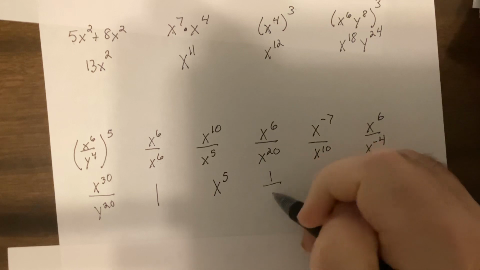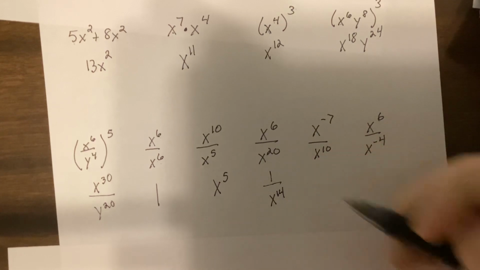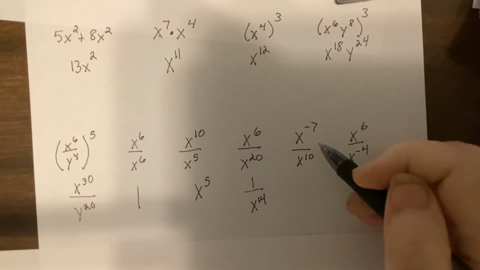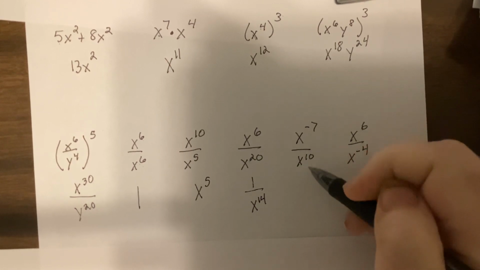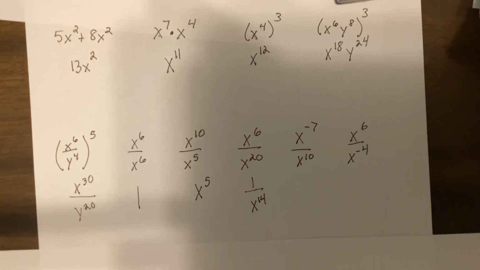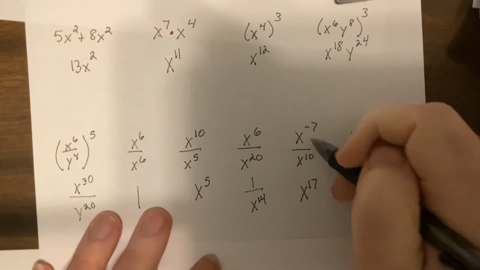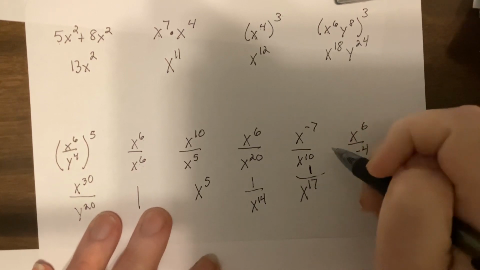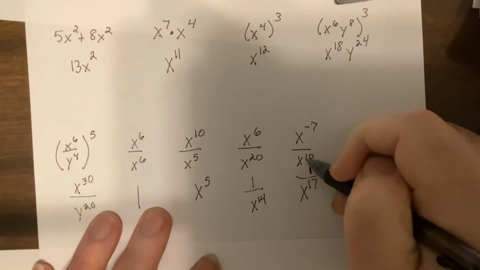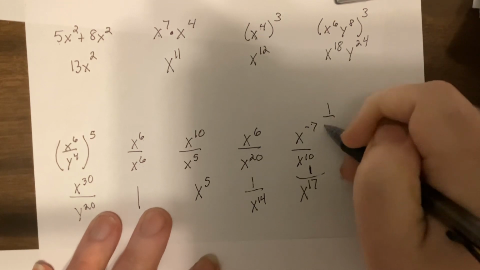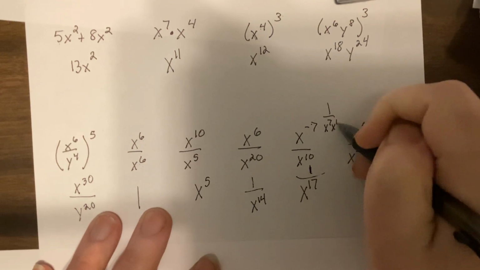This would be 1 over x to the 14th. Then a negative power, you bring it on down. A negative means move it to the other location. So if it's in the top, move it on down. If it's in the bottom, move it on up. So this would be x to the 17th, because 1 over x to the negative 17th, almost messed up. This goes down, so it'd be 1 over x to the 7th, x to the 10th.